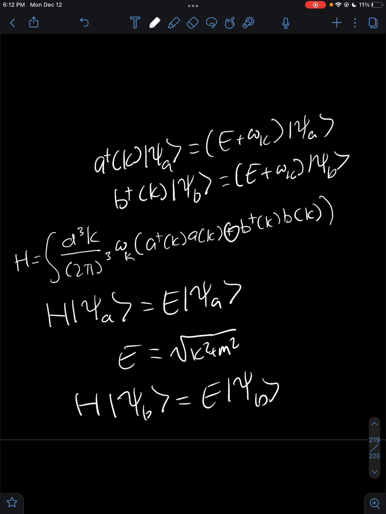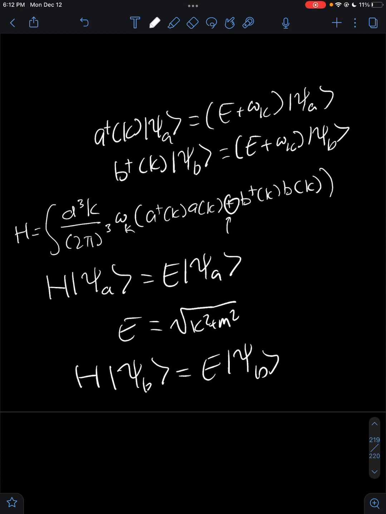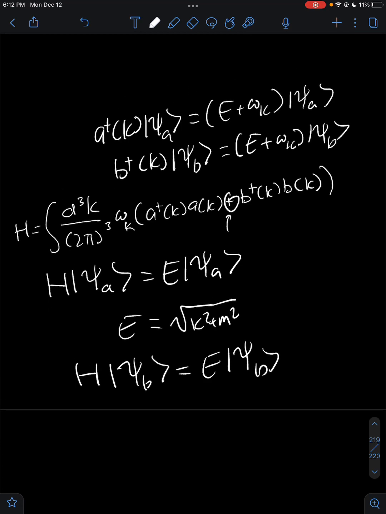So this is basically telling us that because of this plus instead of a minus, the antiparticles will have the same energy as the normal particles. So you don't have that conundrum anymore in quantum field theory. So yeah, that's pretty cool.